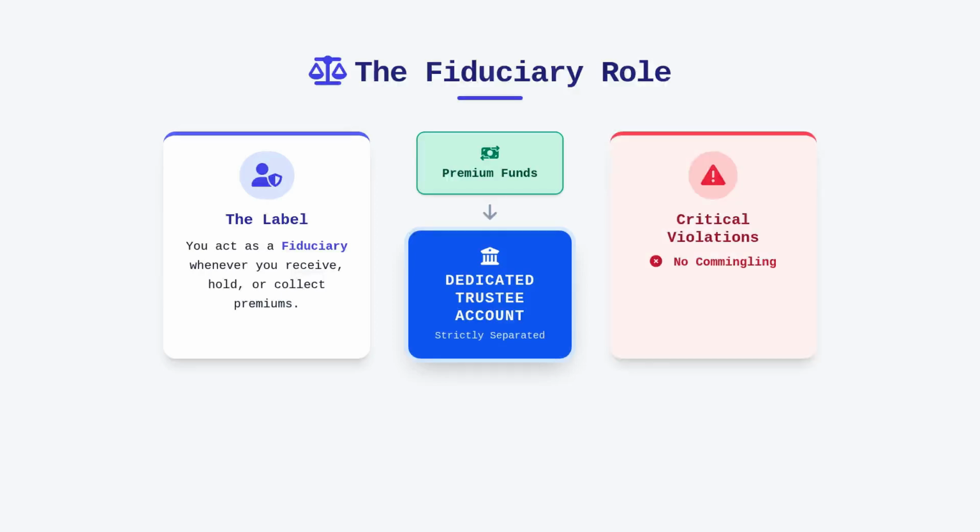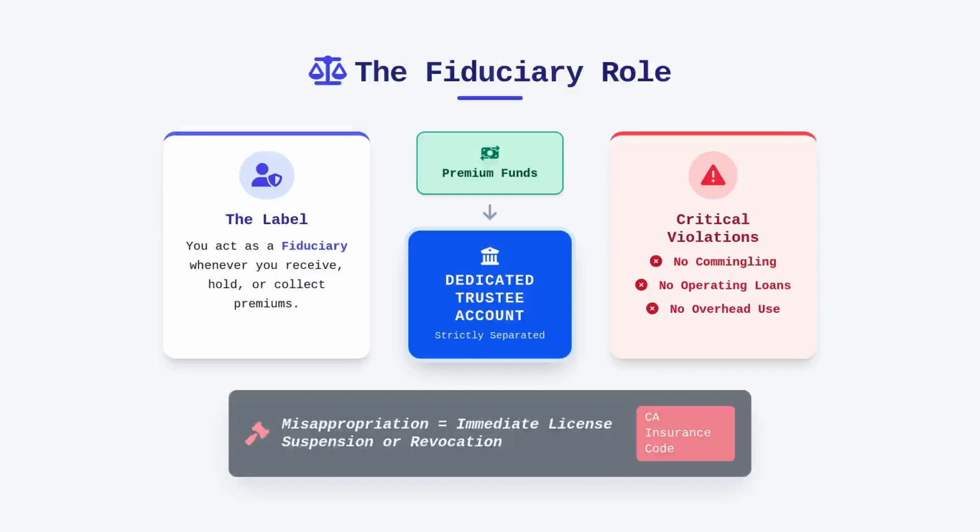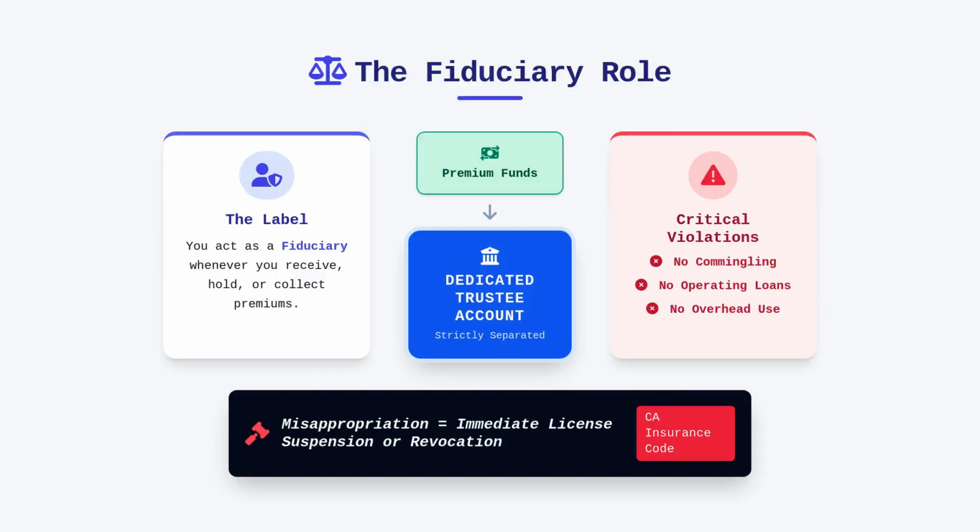Commingling these funds is a direct violation of state law and represents a fundamental breach of professional integrity. If you misappropriate these funds, or even temporarily use them to cover business overhead, you have committed a crime that will lead directly to the suspension or absolute revocation of your insurance license by the Department of Insurance.